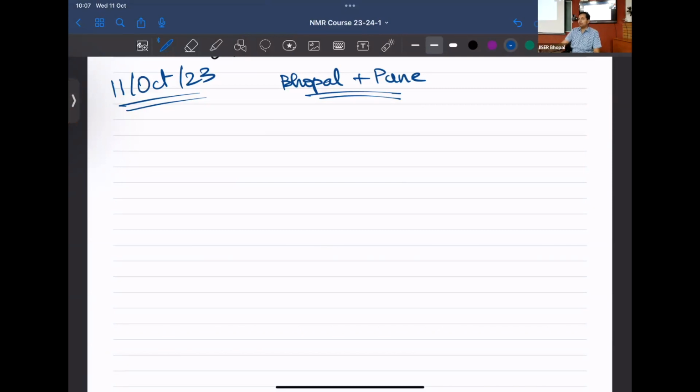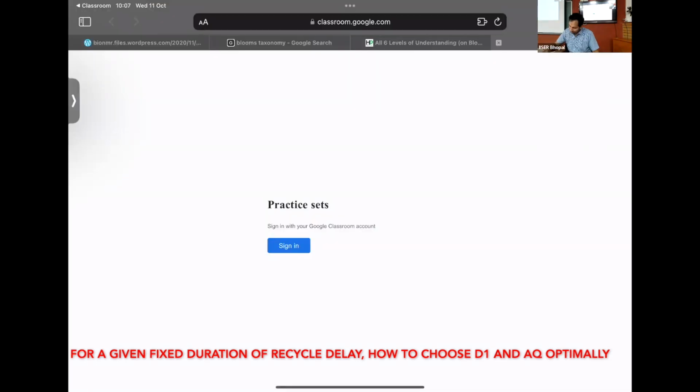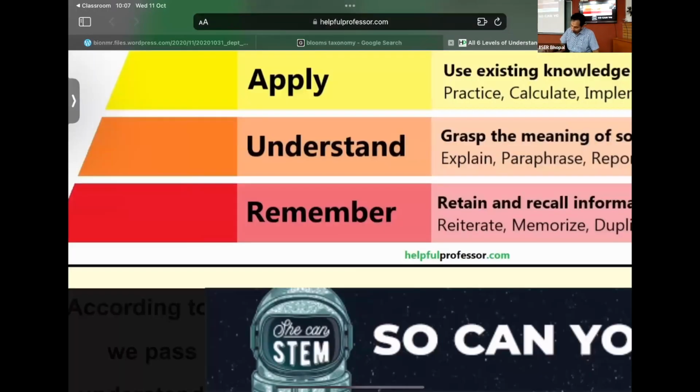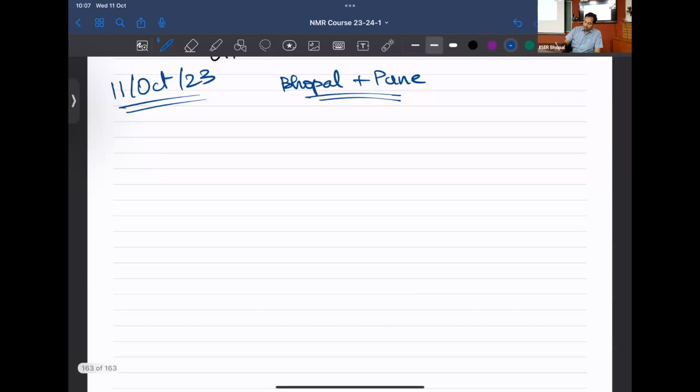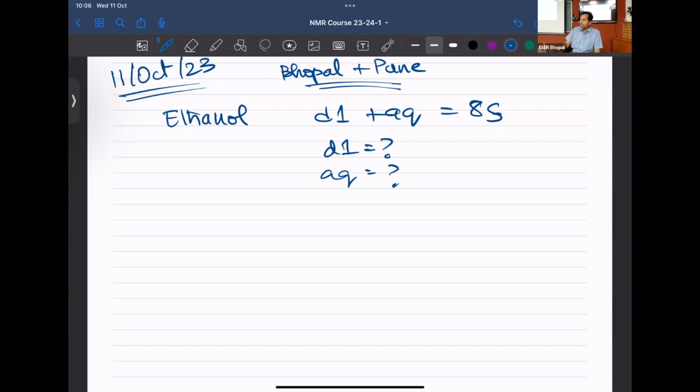Any doubts from the homework? So anyway, I think you're asking about one of the questions where, for ethanol, I had asked what is the most effective D1 plus AQ when set to 8 seconds. What should be D1 and what should be AQ? Let's not give the answers because many people have not tried, but I'll give you the approach for it so that will make a little more sense, right?